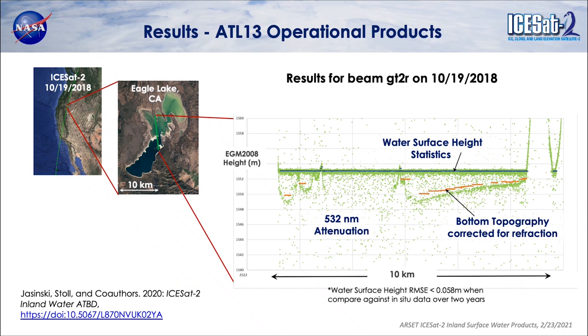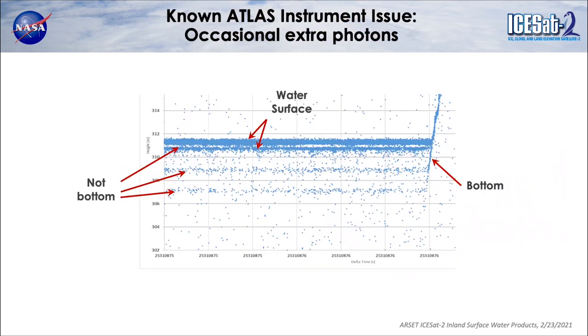Now, when we look at the analysis of the water surface heights compared to root means of in situ data over 2 years, we find that we have a root mean squared error of less than about 6 centimeters when compared to about 10 observations over 2 years. I would like to point out that when looking over the data products, there are still some known issues out there that need to be rectified in a further version.